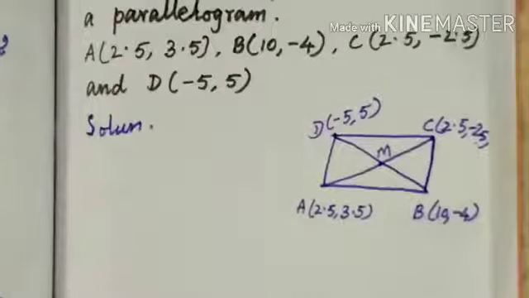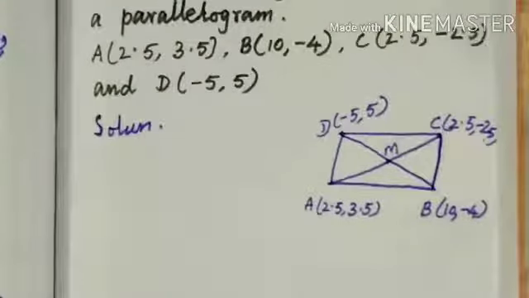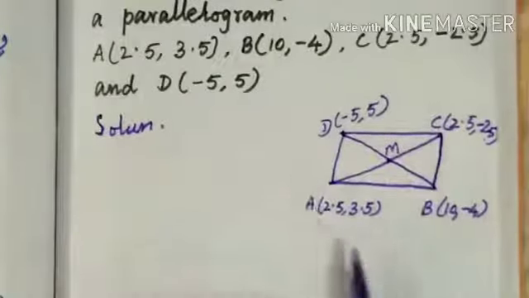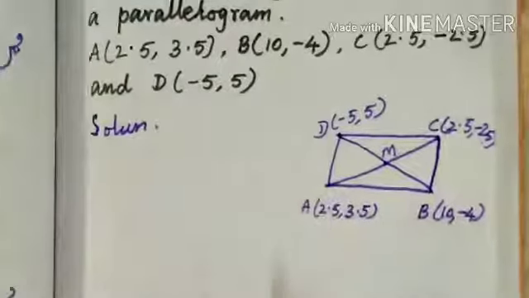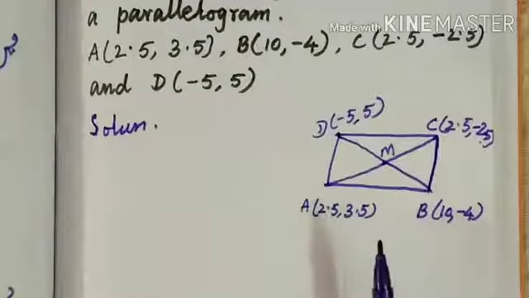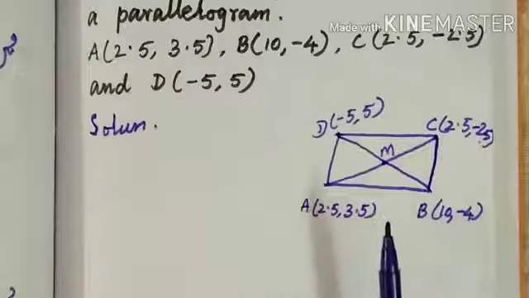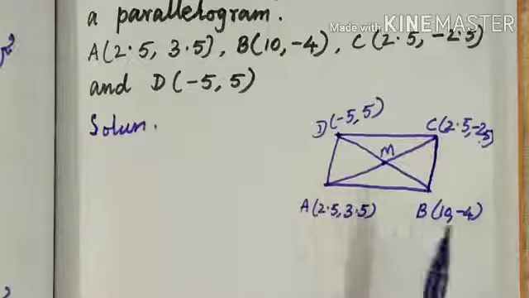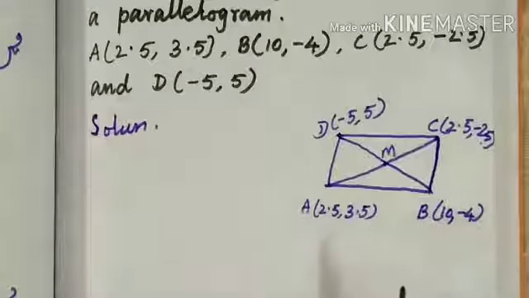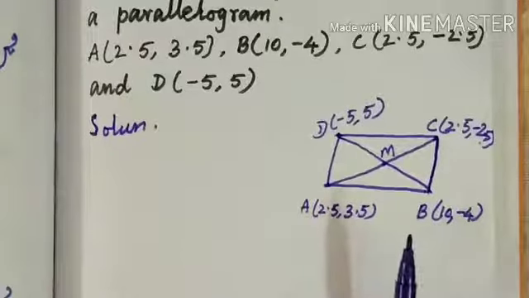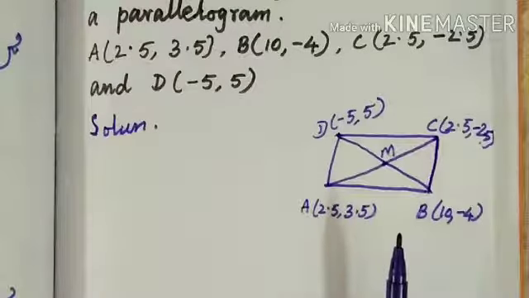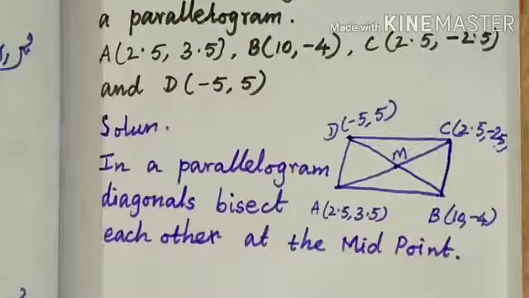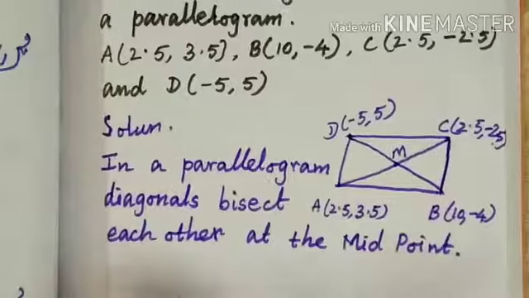In the solution, first you have to draw the diagram of a parallelogram and mark the given points A, B, C, D. Students, do you remember the properties of a parallelogram which you have studied in the lower classes? One of you say the answer. In a parallelogram, diagonals bisect each other at the midpoint. Yes, very good.